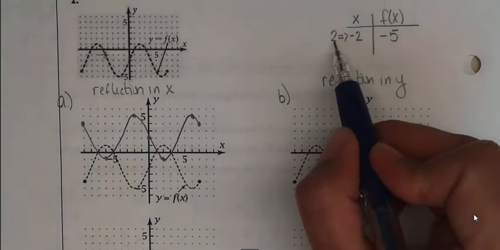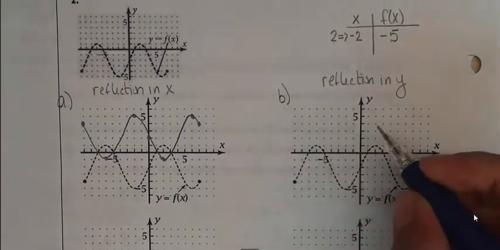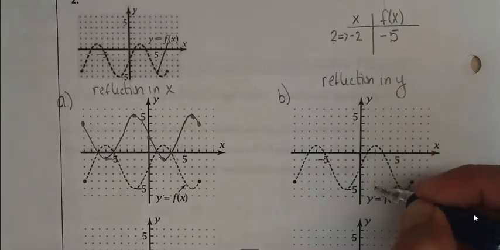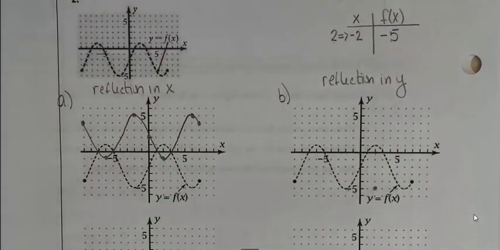Now my new point is 2, -5. So when I go to 2, I should be down to -5. Which is a reflection in the y-axis, right? Some of you might be able to just see it, and others of you are going to struggle a little bit, and maybe you need to write it down a little bit better.